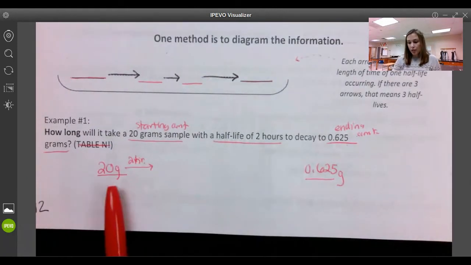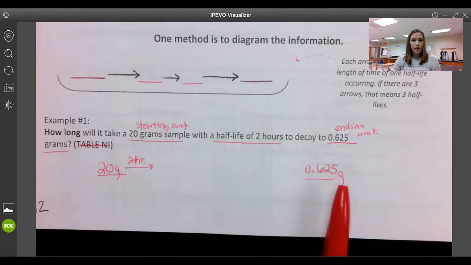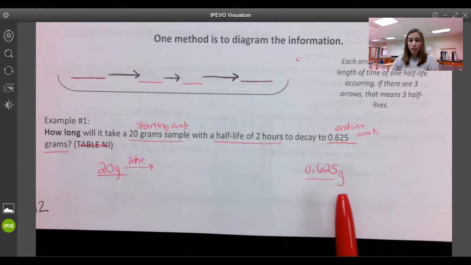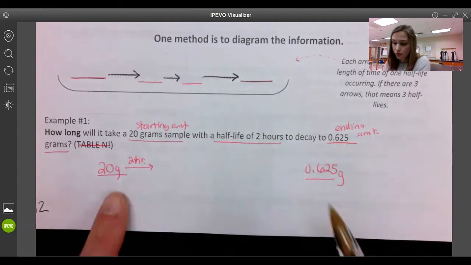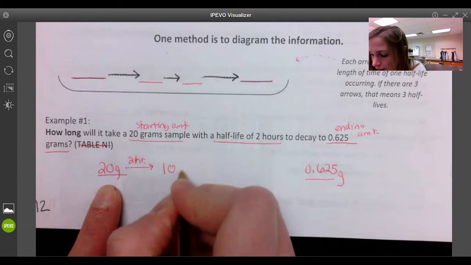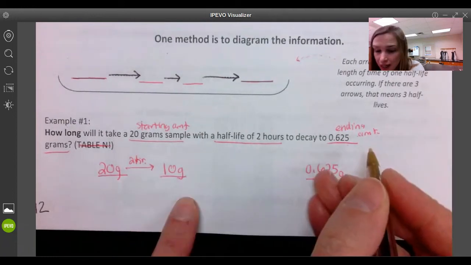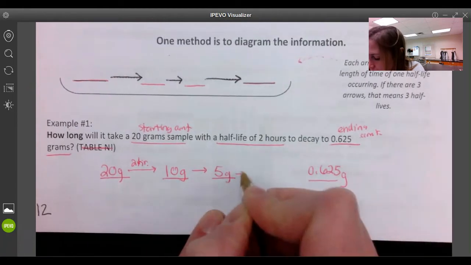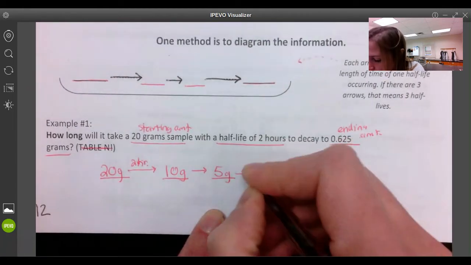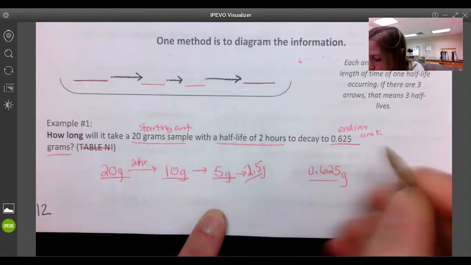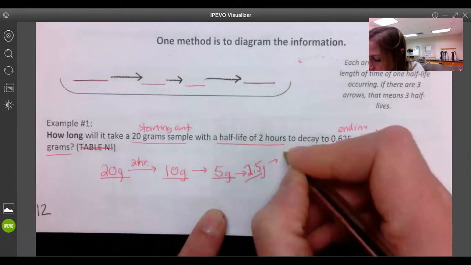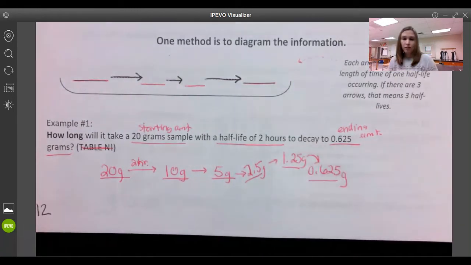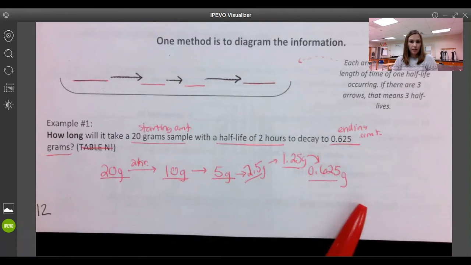Okay, and I want to know the total time it takes to go from my 20 grams and have it decay to 0.625. So I'm going to start cutting this in half because I know where to stop when I get to the 0.625. So after one half-life, I'm going to have 10 remain. Then I'm going to have 5 grams remain. And I'm going to have 2.5 grams remain. I'm going to go up here because I didn't give myself enough room, 1.25 grams. And then when I divide that in half, I get to my 0.625 grams.